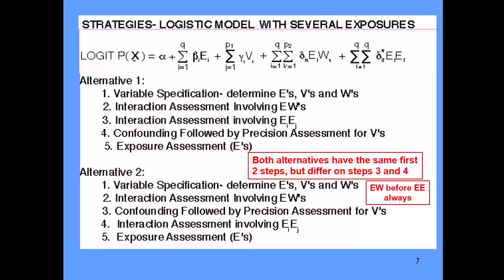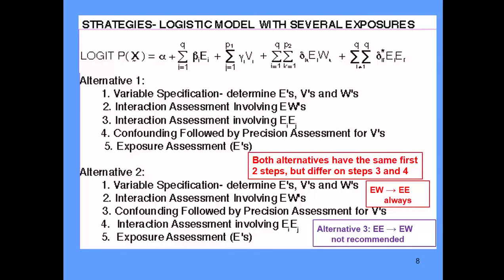So alternative 2 is a little different. It says, once you consider interaction with the V's, the EW's, then look at confounding and precision with the V's, and don't touch the interaction with the E's until you've dealt with the V's. That's what this is saying. Either one of these makes sense in some way, but again, both of these alternatives say EW comes before EE.